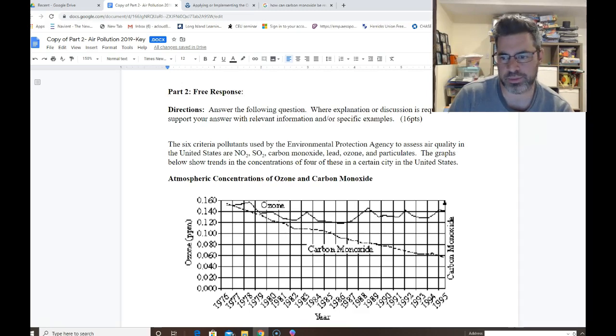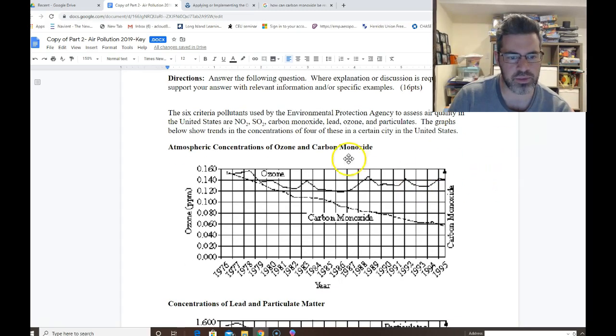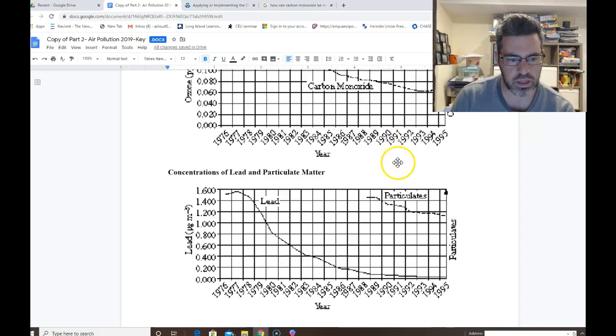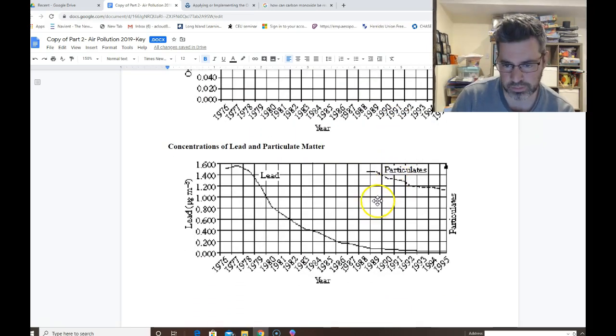So let's scroll down a little bit more. What do they give us here? They give us atmospheric concentrations of ozone and carbon monoxide. And we're going to look at the trends. First things first, whenever you get graphs on the AP exam, you're going to break down the trends, take a look at what's going on, and then go to the question. So right here, I have ozone and carbon monoxide, and it looks like the carbon monoxide is going down pretty steadily from 1976 through 1995. Ozone, if you put a line of best fit here, it looks like it's going down, but it's kind of more stationary. Then we go down to lead and particulate matter.